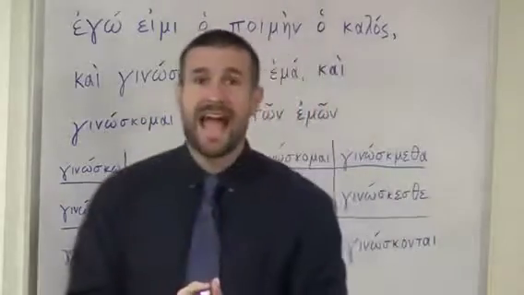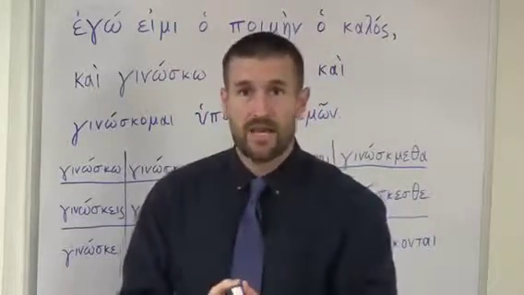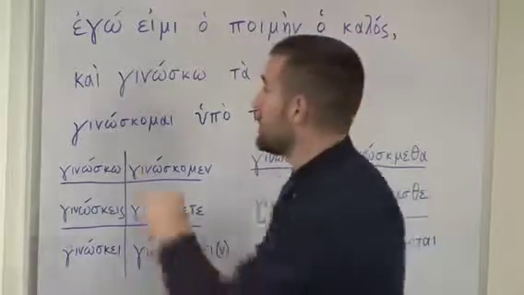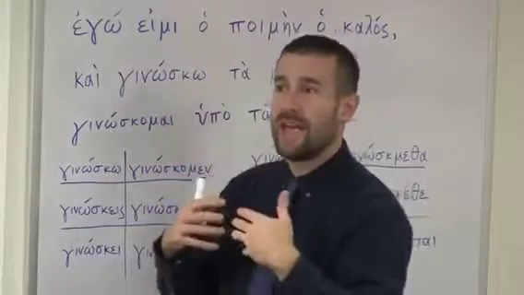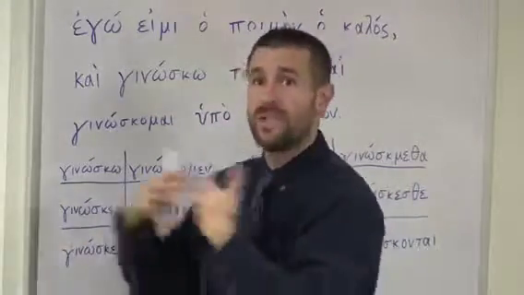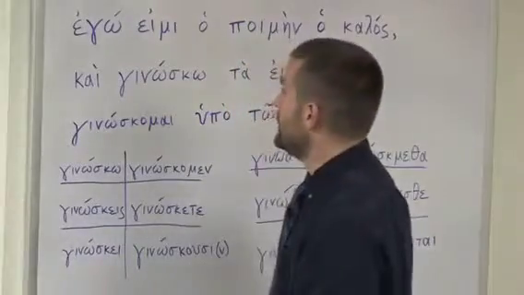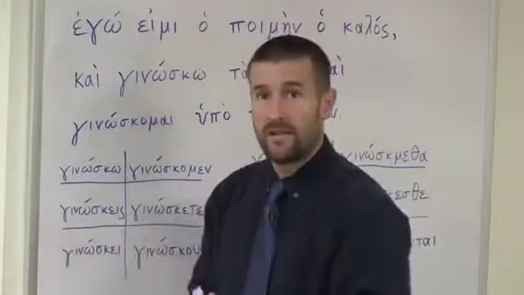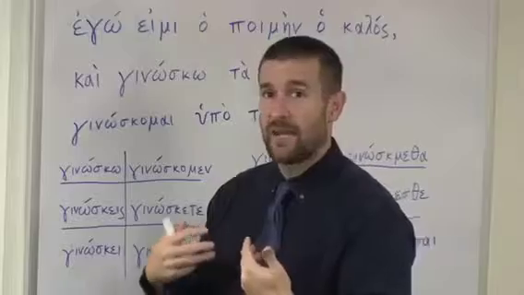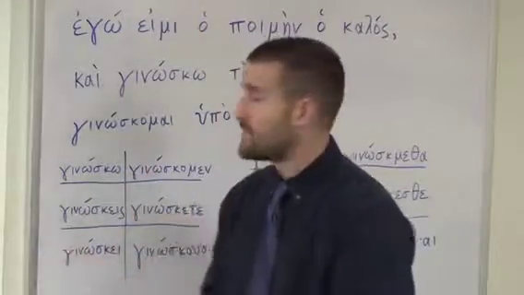Ginosko is in the active voice, all right? And the active voice is when the subject is the one who is acting or doing the action, okay? Ginosko, I know. So the subject is I, and I'm the one who knows. I'm the one doing the action.